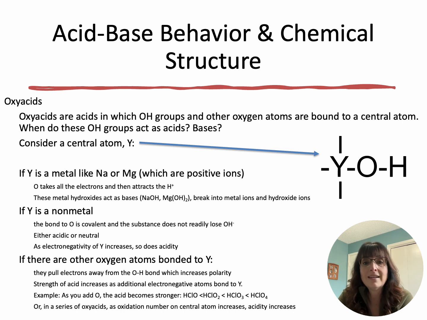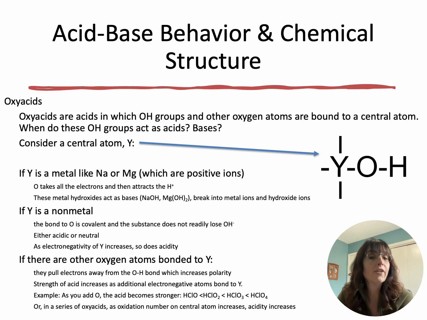Well, what if the Y is a non-metal? Now you've got O bonded to a non-metal, so you have a covalent bond, and they're not readily going to lose that OH. So it's either going to be acidic or neutral, but as the electronegativity of Y increases, so does its acidity, because you're going to be pulling those electrons more and more toward the Y, leaving that H on the end really, really positive, making it act more like an acid.